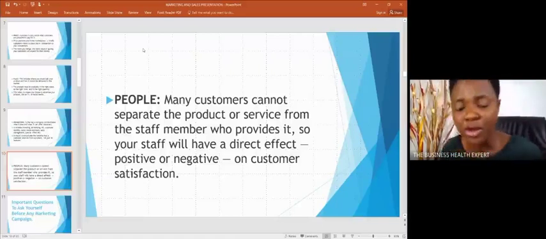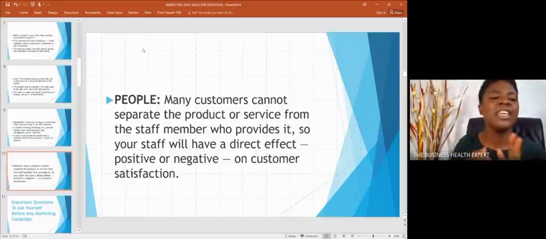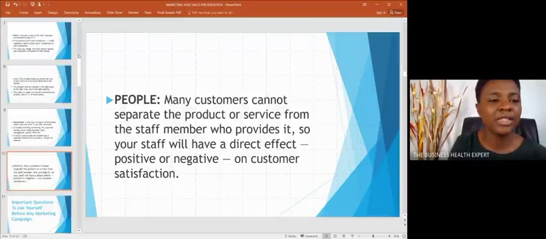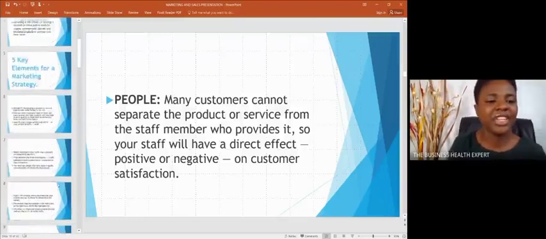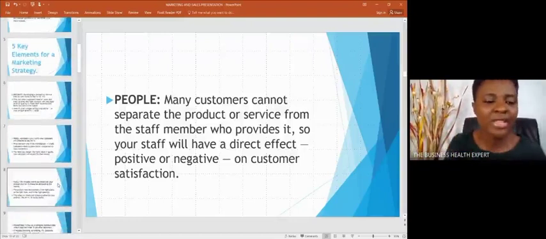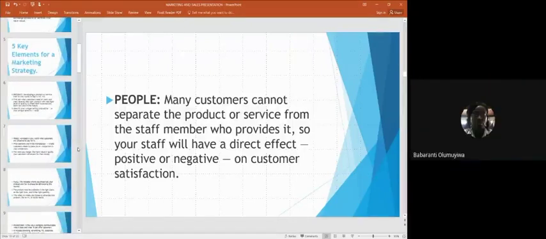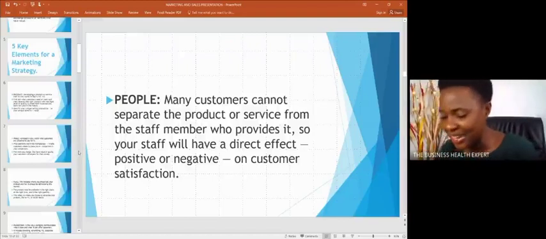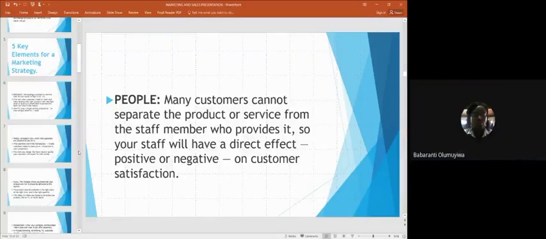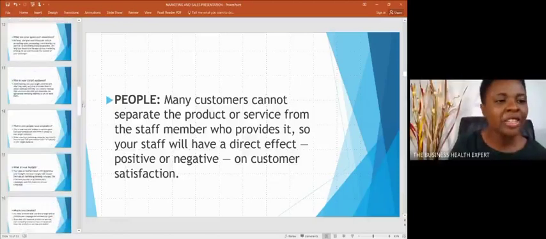Okay, before we go on, can anyone share with me the 5 elements of a marketing strategy? The 5 key elements for a marketing strategy. Just give me 1, 2, so I can know that we are following. Product, price, place, promotion, and people. Oh, awesome! Thank you, Mrs. Varati. Right? Yes. Oh, thank you very much. Thank you for following. So now this brings me to the next one.